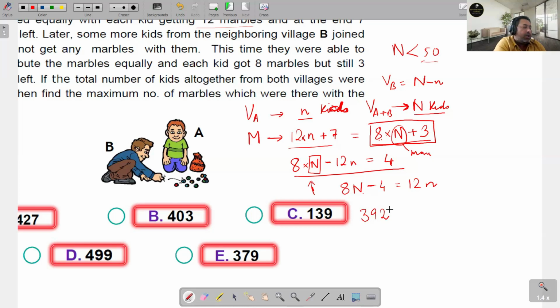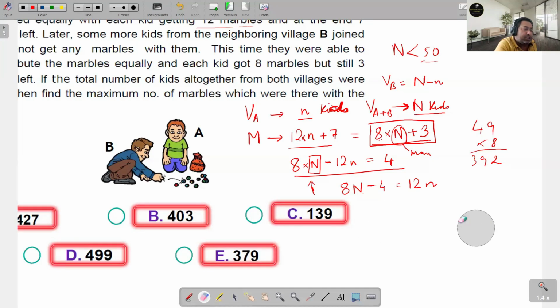49 times 8, yeah, it will be 392, and 392 minus 4 is 388. Is 388 a multiple of 12? We need to check if this is correct or not. So 388 is 360 plus 28. Now 28 is not a multiple of 12. 360 is. Therefore, 49 does not work.